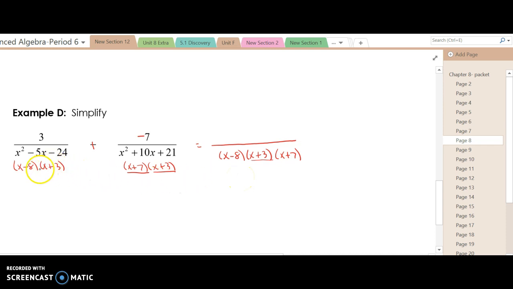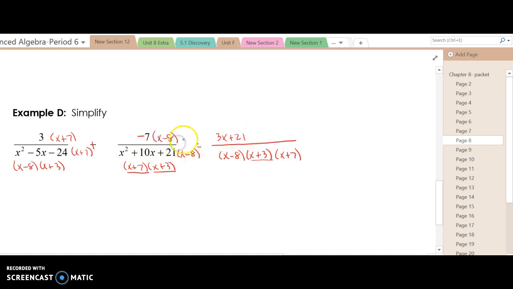So now, here, I have the x minus 8, I have the x plus 3. What am I missing? I'm missing the x plus 7. So that's what I'm going to multiply numerator and denominator by. So it's going to be 3x plus 21. Then here, I have the x plus 7, I have the x plus 3. What am I missing? The x minus 8.